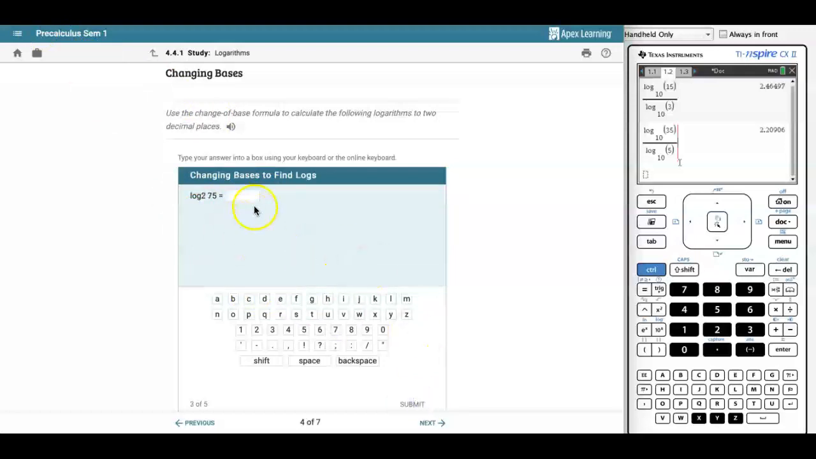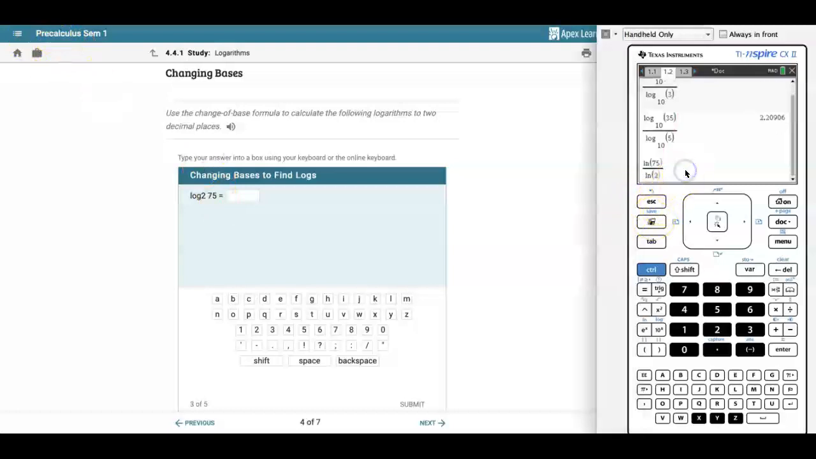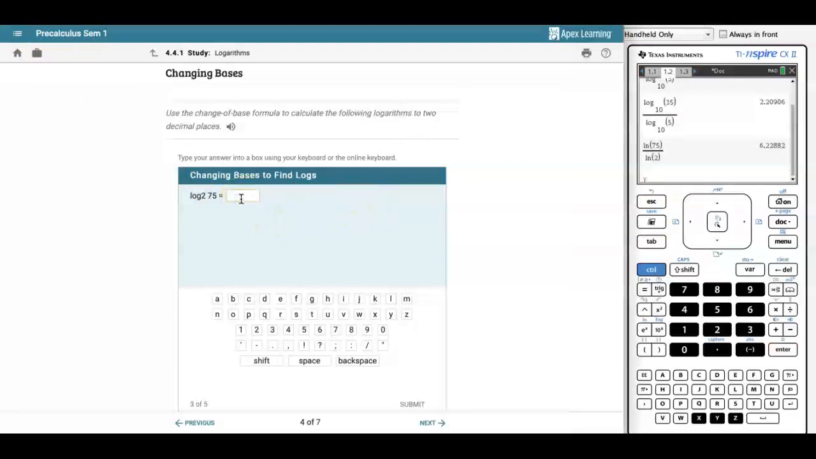Doing another problem here. We can actually use the ln function just to prove that it works as well. If we're looking at log base 2 of 75, we can do our ln function instead of log here. So if I have ln of 75 over ln of 2, I hit enter and I get 6.22, or rounding that up, 6.23. There are 2 more problems here, and I'll let you work through those on your own so that you can get some practice here.